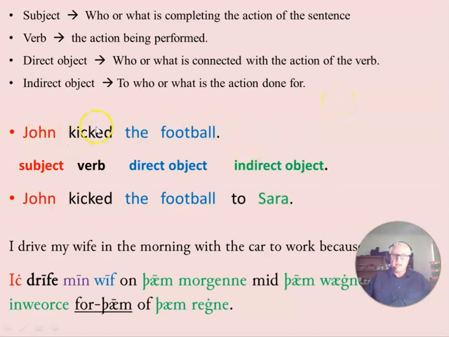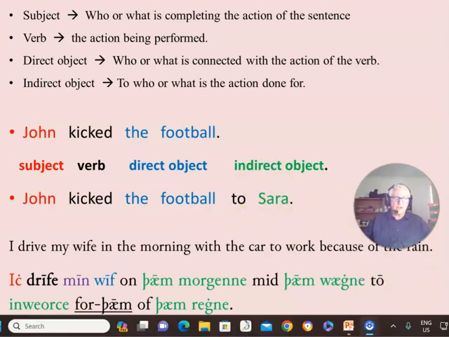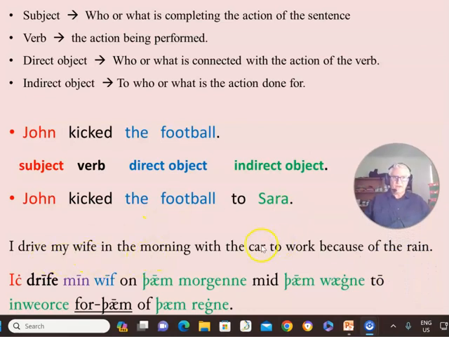All right, so John, the subject, kicked the football, the ball is a direct object, the accusative. To Sarah, Sarah's the indirect object, and in green. I've used this example before. Let me just move that picture. I drive my wife in the morning with the car to work because of the rain.